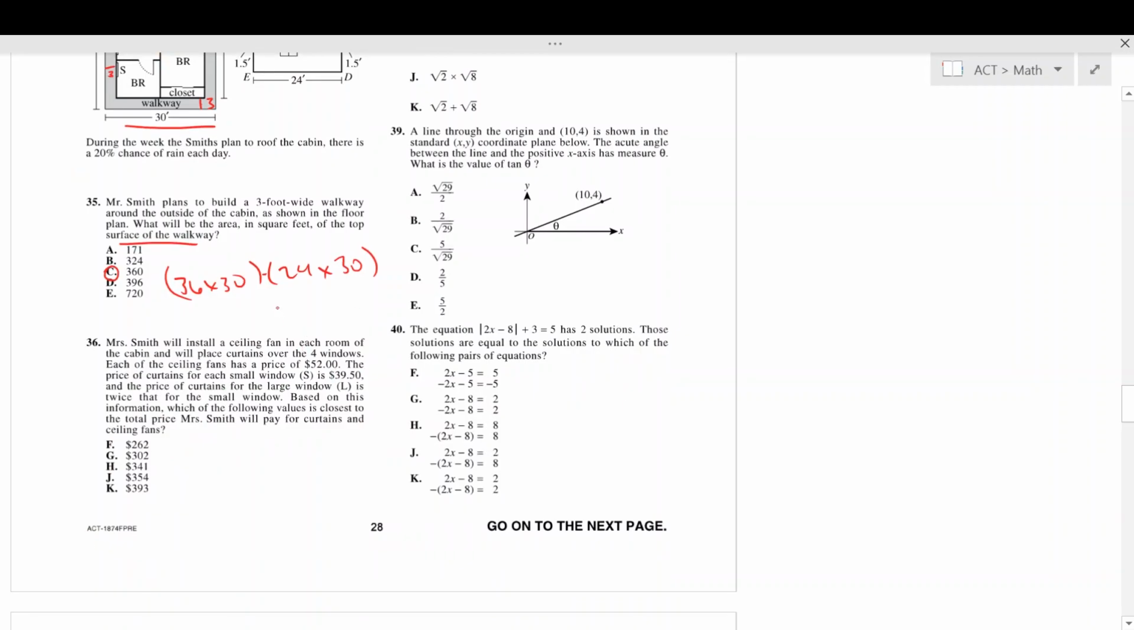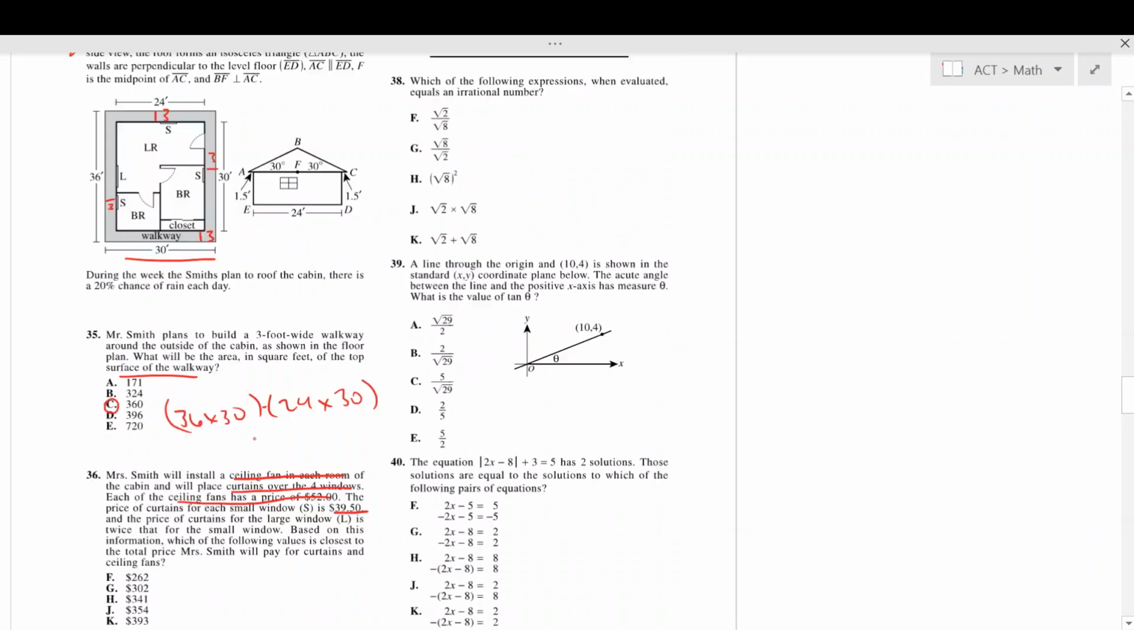Another long question. Let's see. She's installing a ceiling fan in each room, and curtains over 4 windows. Each ceiling fan has a price of $52. The curtains for each small window is $39.50, and the price of curtain for the large window is twice that for a small window. Based on this information, what is the total price for curtains and ceiling fans?